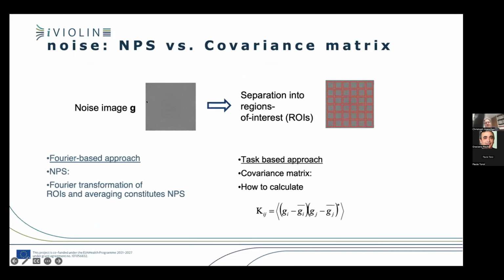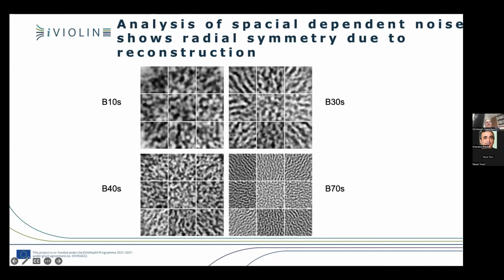For the noise, we have on the one hand side the noise image. We separate that into regions of interest. In the Fourier-based approach, we calculated this NPS, which is the Fourier transformation of the ROIs and average, then this constitutes the NPS. In the task-based approach, we calculate the covariance matrix, which means just the correspondence between the different parts here, which you see as a calculation here. There are pros and cons about that.